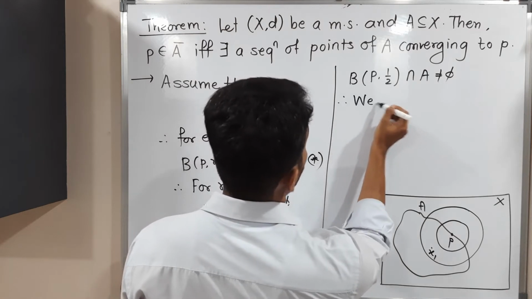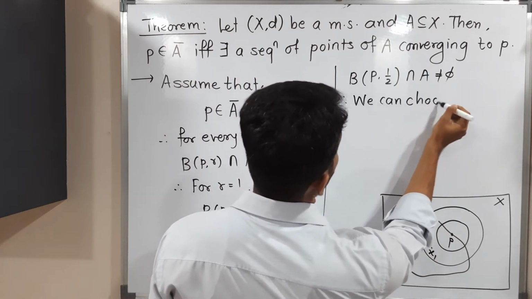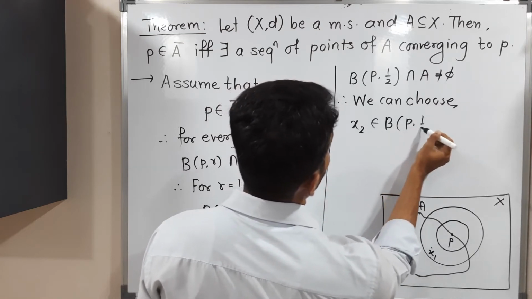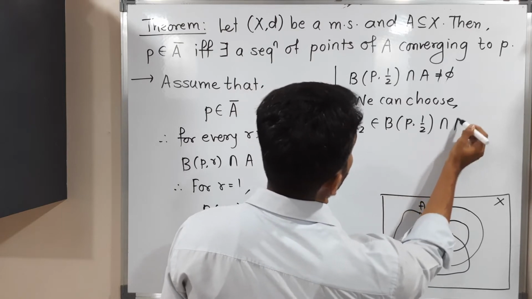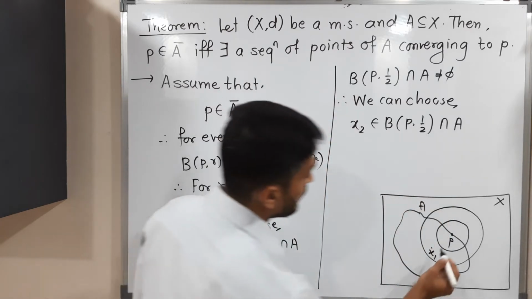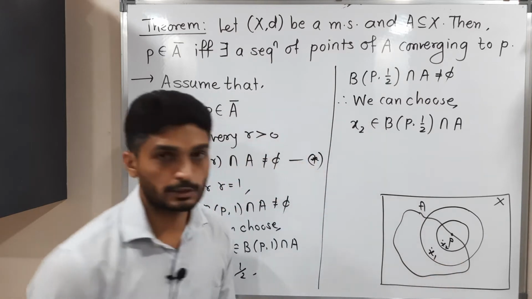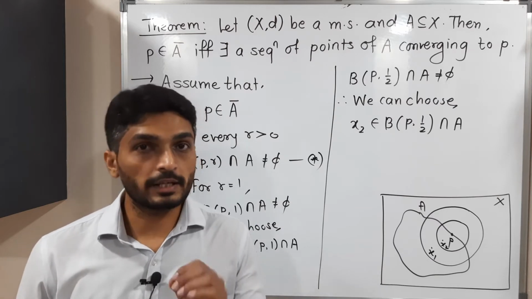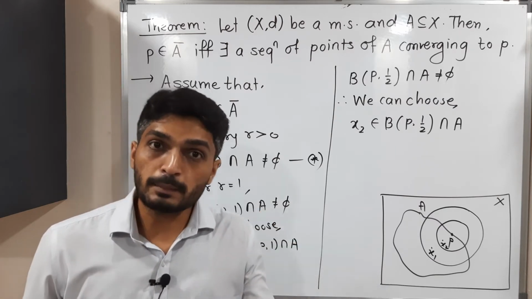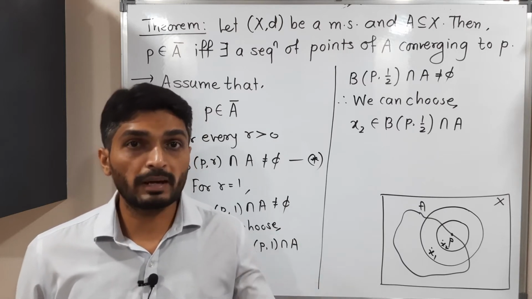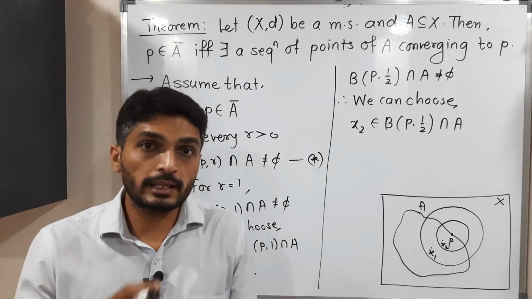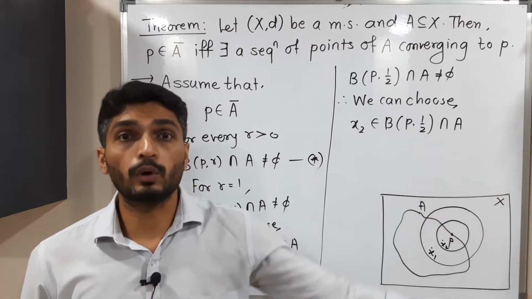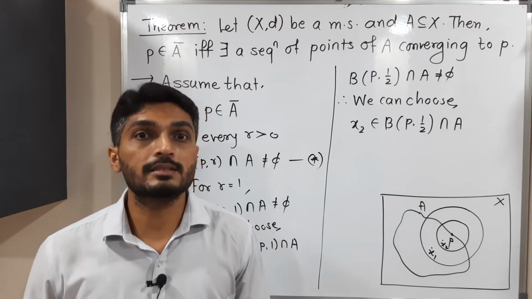Therefore, we can choose one point x2 belongs to the open ball with center P, radius 1 by 2, intersection A. So here also we can choose one point x2 from the intersection. For r is equal to 1 by 3, again we will have non-empty intersection and again we can choose a point x3. We will repeat the procedure for r is equal to 1 by 4, then 1 by 5. That means we are selecting points from the intersection x1, x2, x3 and so on, xn and so on. So we are generating a sequence xn.